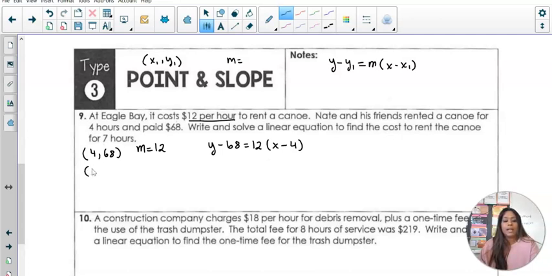So basically we have here 7 hours and we need to find how much does it cost, if the price increases $12 every hour. So what I can do here is I can go ahead and take the 7, which is my x value, and plug it right here into my equation and then solve for y. So you have y minus 68 is equal to 12 times 7 minus 4. And then we can go ahead and solve this.